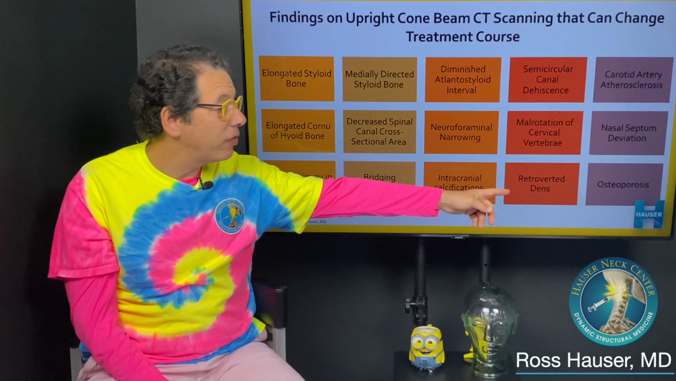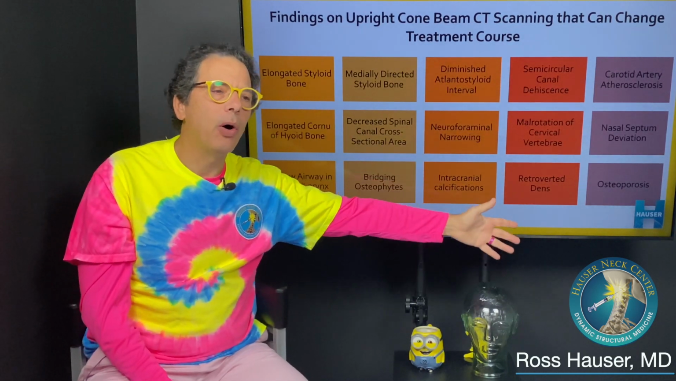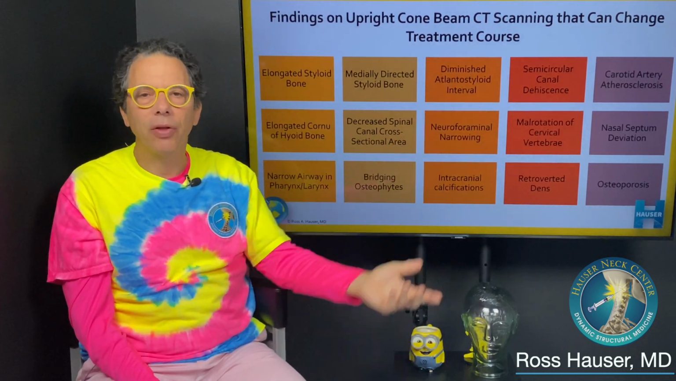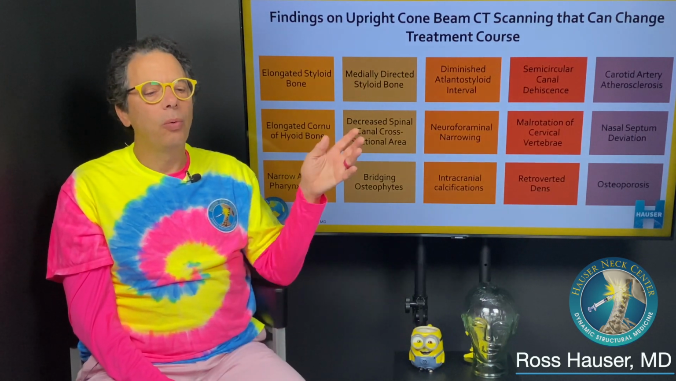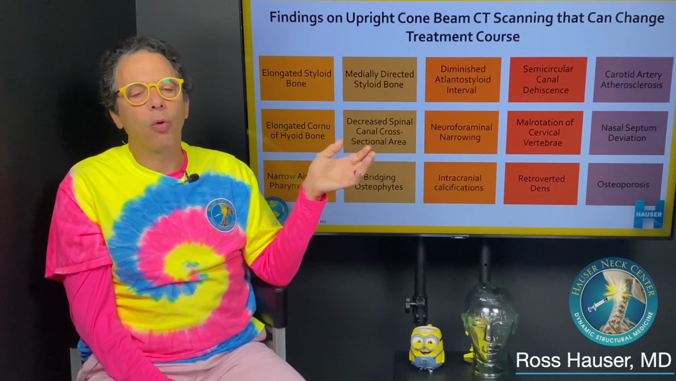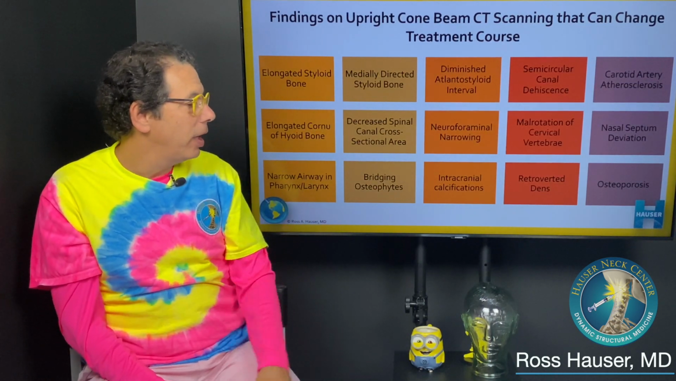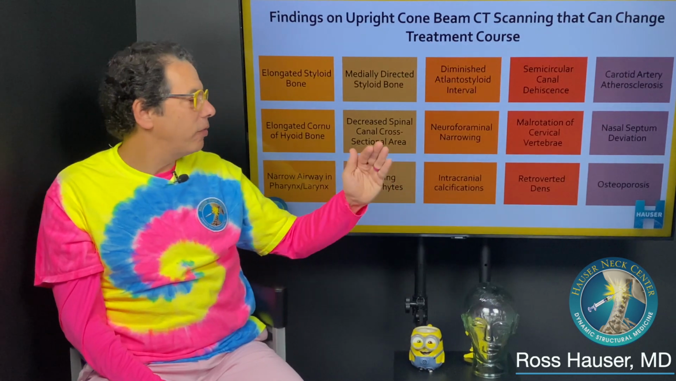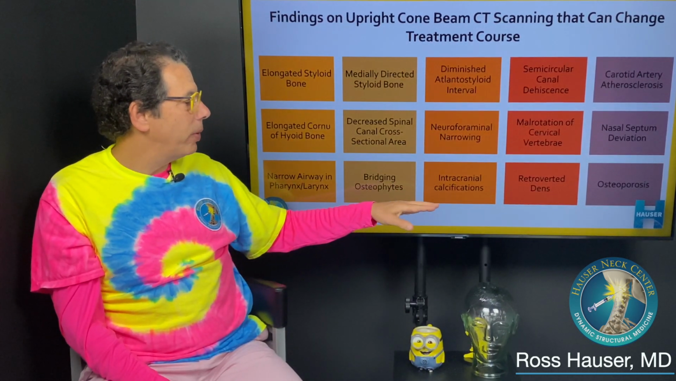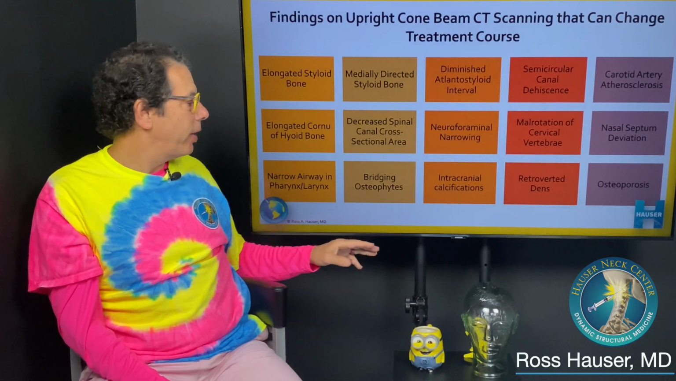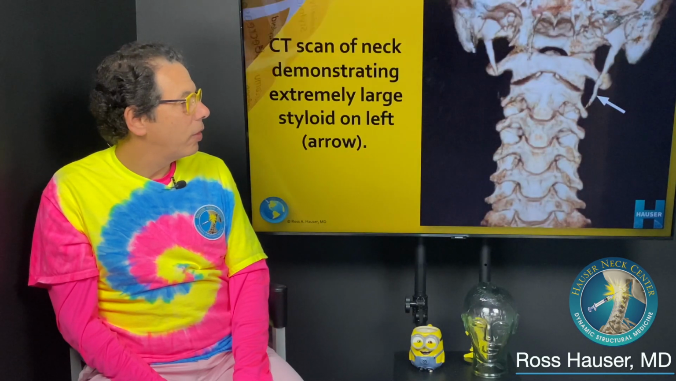You can get the density of bone. Well, I should say you can see the bone, and you can tell basically whether the person has osteoporosis or not. If you want to get a quantification of how bad it is, then of course you get a bone density test. You can obviously see the dens, whether it's retroverted, which again would be a sign of instability. You can see intracranial calcifications and, like I said, narrow pharynx or airway.